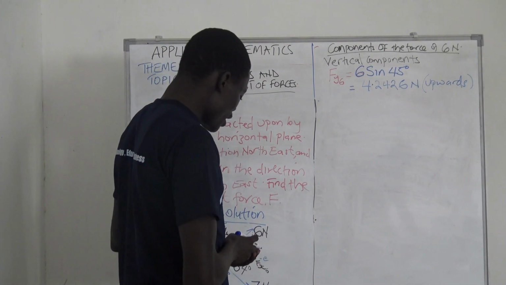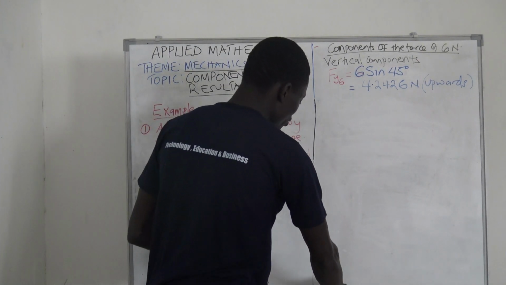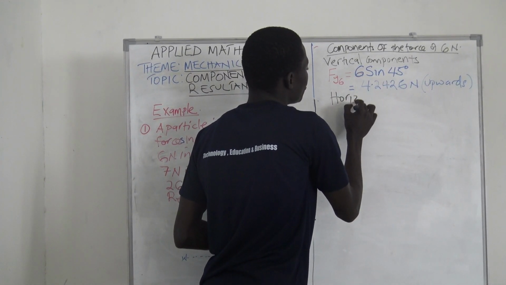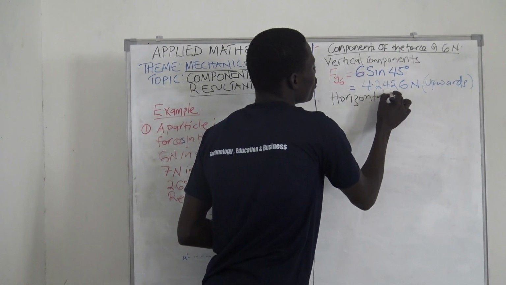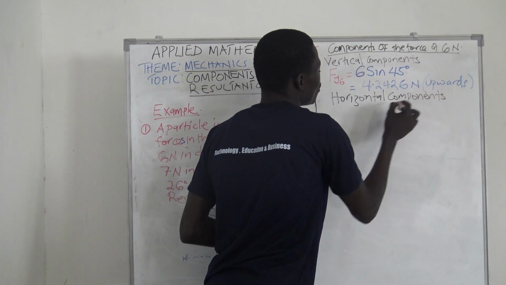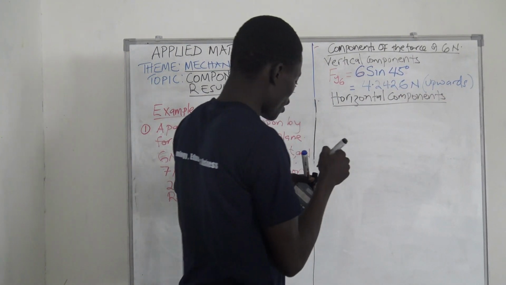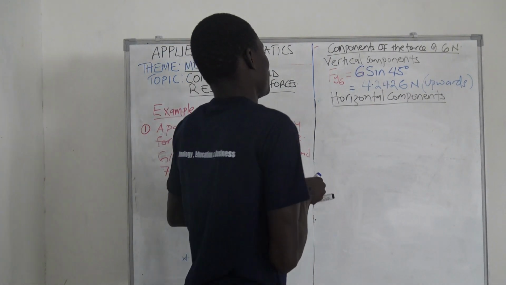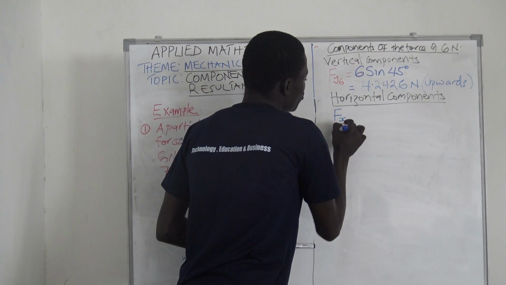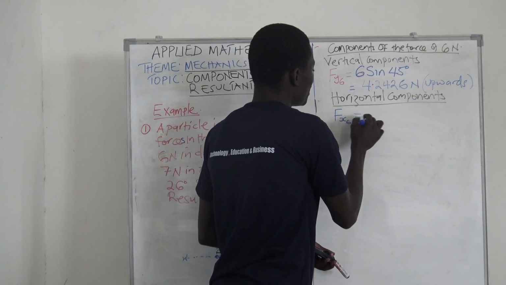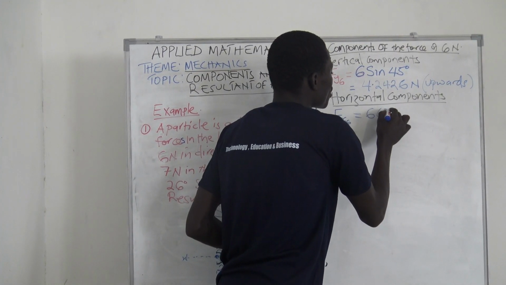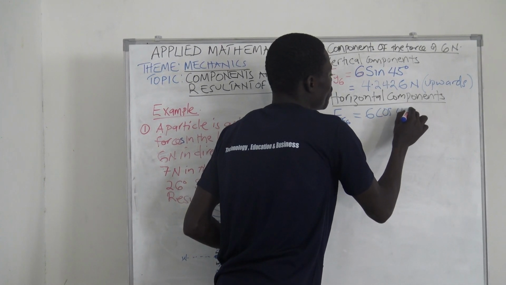Still we are using the same formula which we said. That horizontal formula, for horizontal component, we get F of x. F of x due to force 6 is given by the force times the cos of the angle, which is 45 degrees.